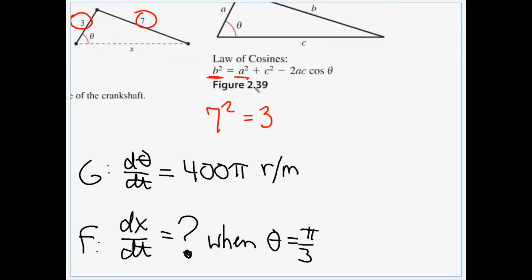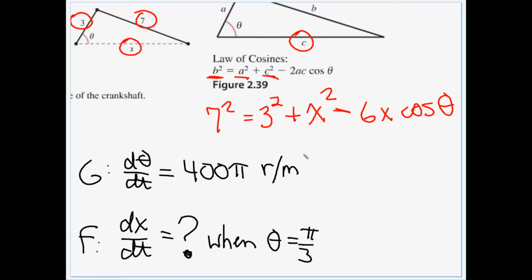That's supposed to be a squared. Plus c squared. Well, for c here, that's just this side x, and that is changing, so that's just going to stay an x, and we're going to square it. So we got the c squared part there. Now minus 2ac cos theta. Well, that'll be 2 times 3, so that'll become a 6. Our c value is x, so that's a 6x, and then a cos, that's supposed to be an s, cos theta. So there's our equation that relates all our variables. The d theta dt, the dx dt, it's all in there. And we've got our moment that we are going to freeze time.